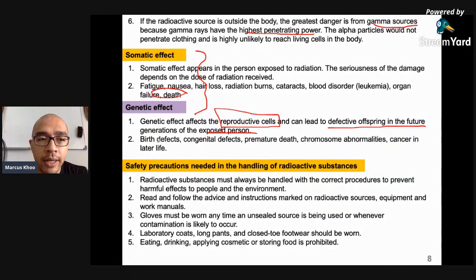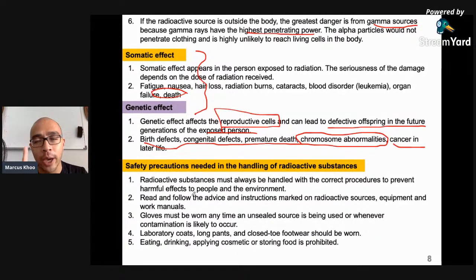And some other effects in terms of genetics are birth defects, congenital defects, and premature death, meaning before the baby is born, it has already died. Chromosome abnormalities, if you study this in biology, you will know that one less chromosome or one extra chromosome has different genetic effects. And of course, it might cause cancer in later life.